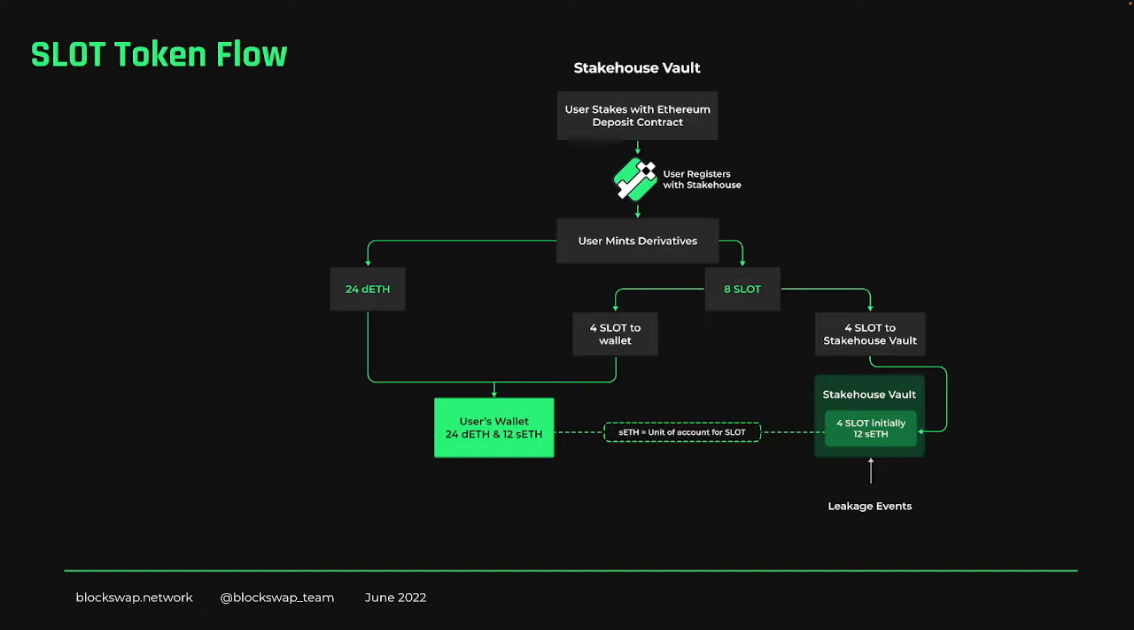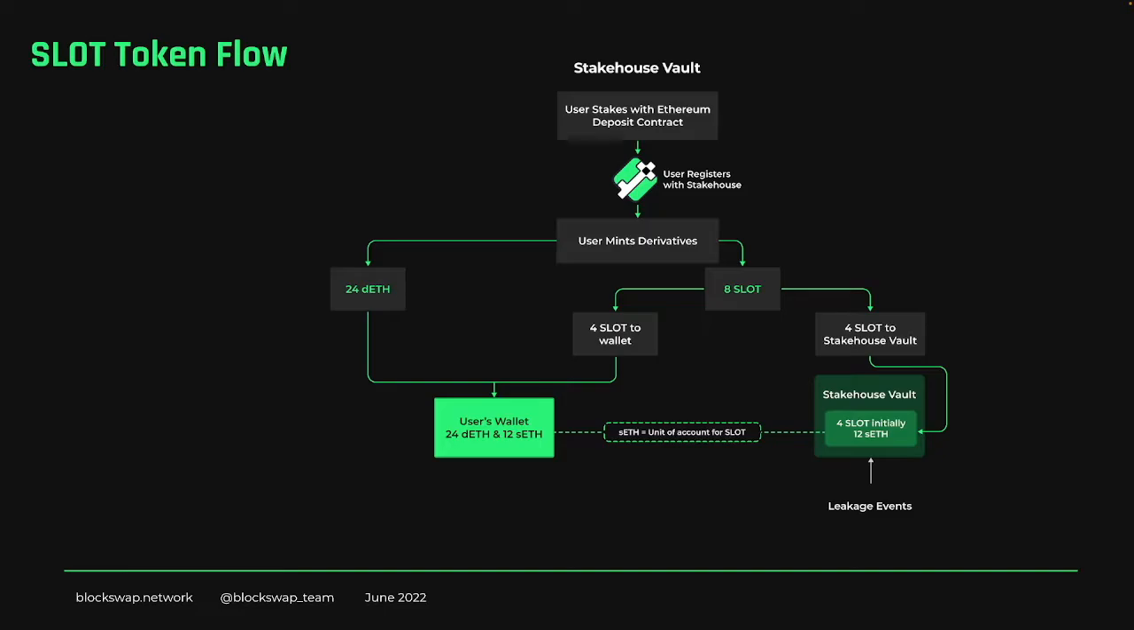The other 4 are going to go to a Stakehouse vault. A Stakehouse vault is where any of your risk events happen. Leakage events would happen here, taken from that place first. SETH is an ERC20 token. This is a liquid form of SLOT, and SLOT has the initial minted value of 3 ETH per SLOT. This exchange rate is formulated by how much DETH backs SLOT. You have 24 DETH and 8 SLOT tokens, so you get an initial value of 3 to 1.